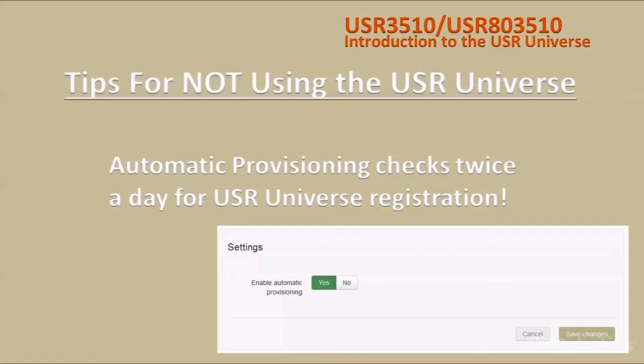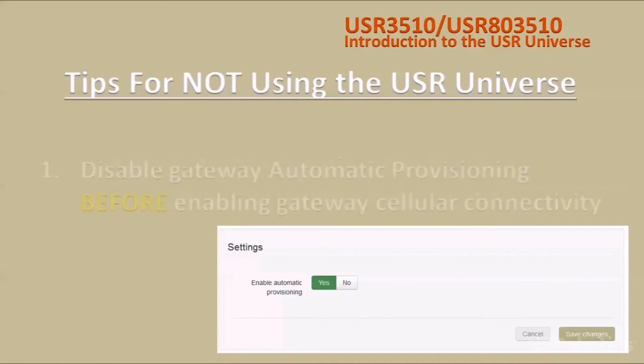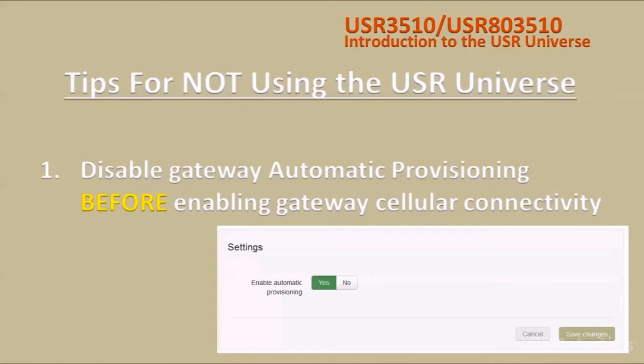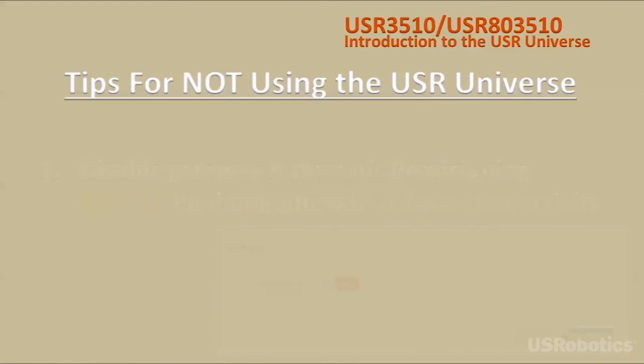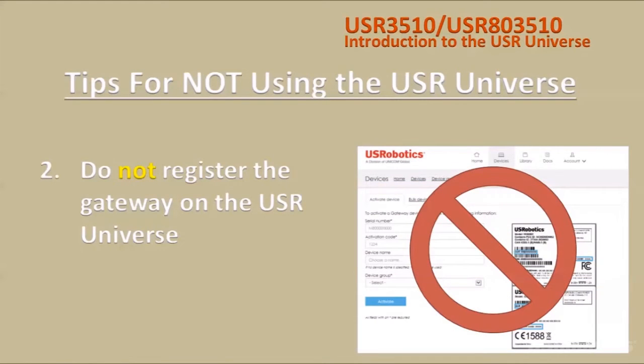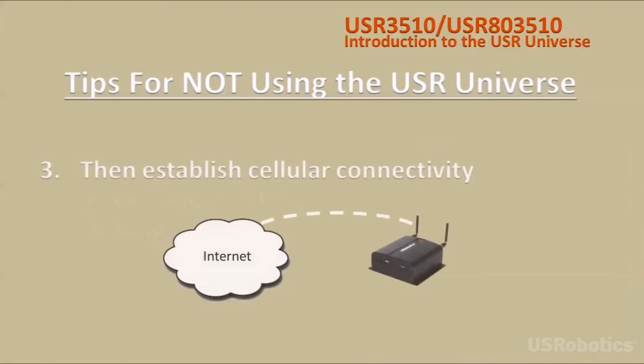If you choose to not use the USR Universe, it is first recommended to disable the gateway's automatic provisioning feature before establishing cellular connectivity to prevent it from consuming cellular data unnecessarily. Then, don't register the gateway with the USR Universe by skipping Step 4 in the gateway's Quick Start Guide. Then it's safe to establish cellular connectivity to the gateway.